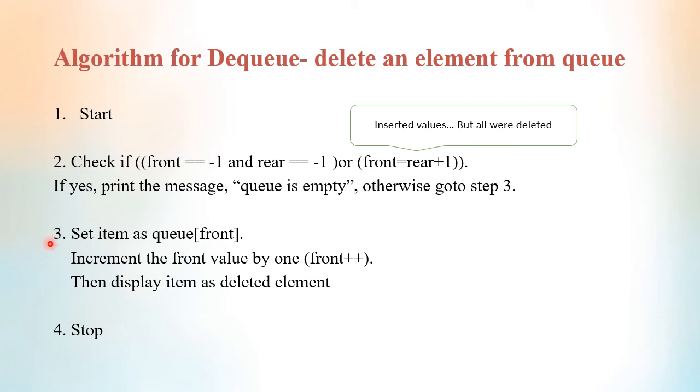If the queue is not empty, an item can be deleted. In that case, assign to a variable item the value of queue of front. Increment the value of front by 1. Then just display the item which was deleted. Stop. So this is the algorithm for dequeue for deleting an element from the queue.